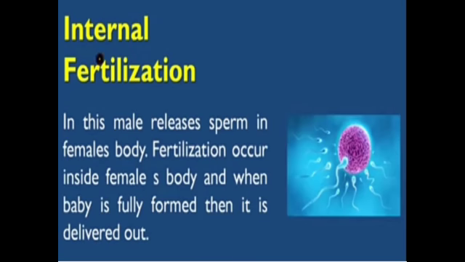Then internal fertilization. In this, the male releases sperm in the female body. We know that though both the parents are involved, only the fertilization process will take place in the female's body. So here the male releases sperm in the female body, and fertilization occurs inside the female's body, and when the baby is fully formed, then it is delivered out.